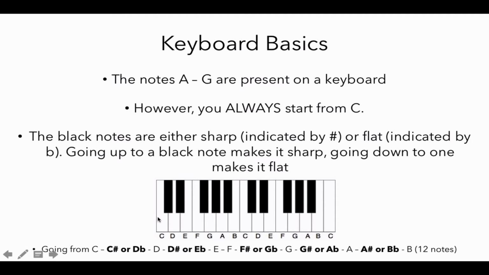Now let me demonstrate that for you. Coming from the left, this note here will be a sharp of the note that we just passed, which is C, so it's C sharp. But coming from the right, it will be a flat of the note that we passed, so it's a D flat. So this note can either be a C sharp or a D flat. This note can either be a D sharp or an E flat. This note can either be an F sharp or a G flat. I think you get the idea.